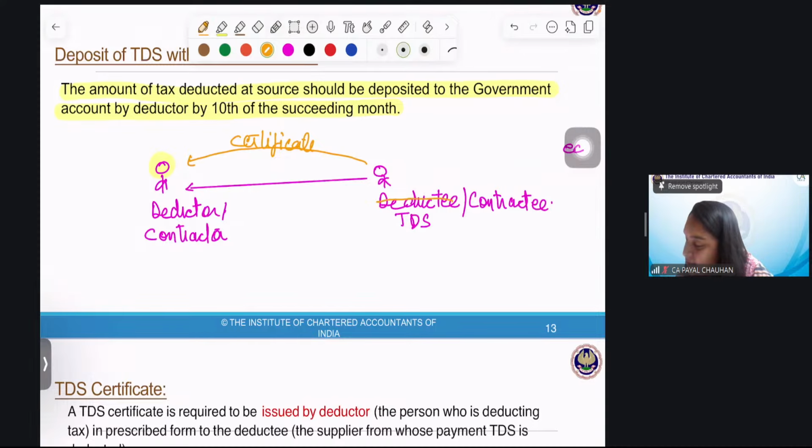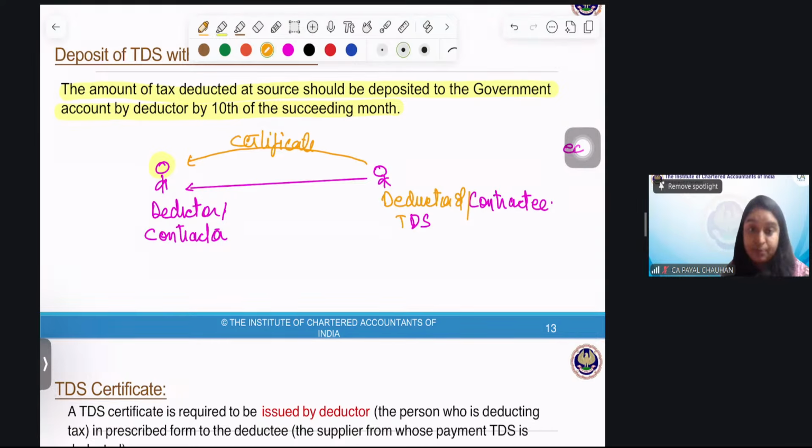Now we'll write it. Deductor of TDS is contractee. Perfect, Navneet. My mistake. Deductor of TDS is contractee, and here it is deductee. Perfect, perfect. Now tell me.